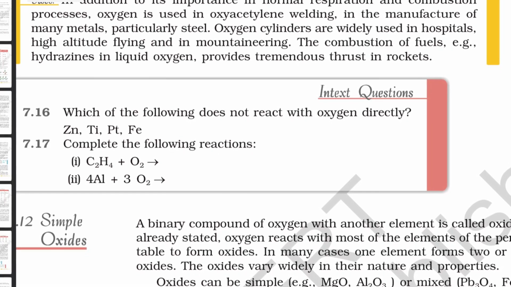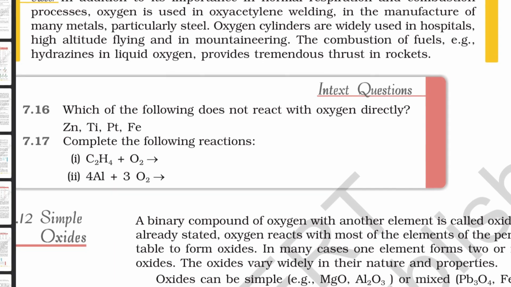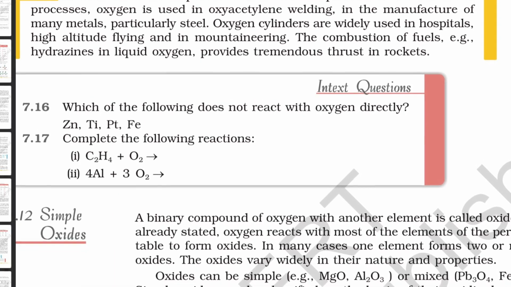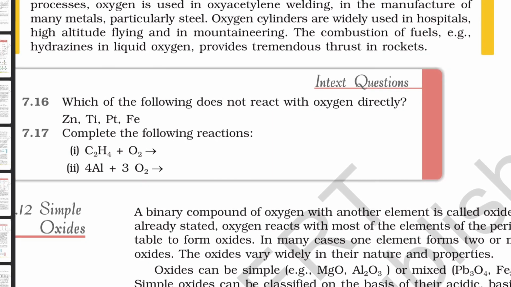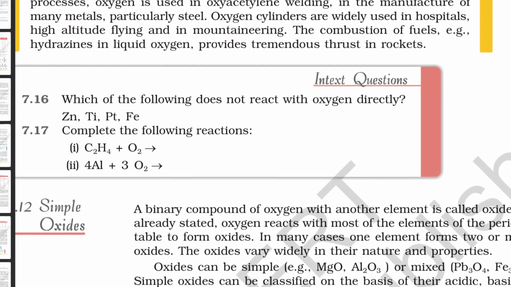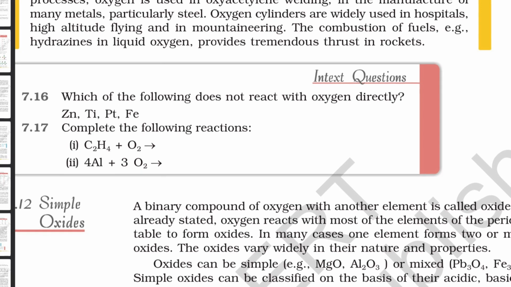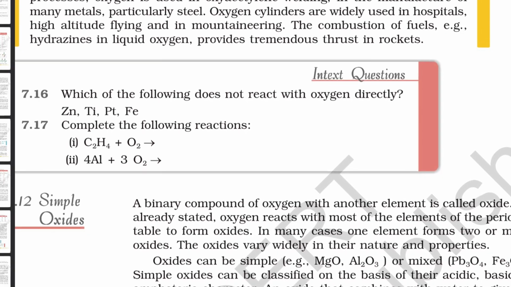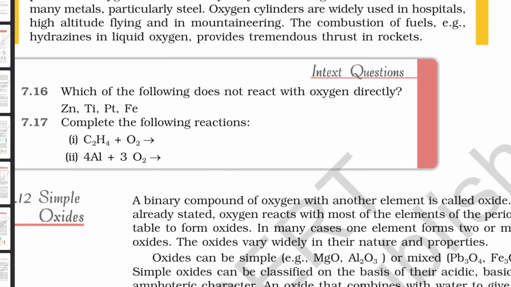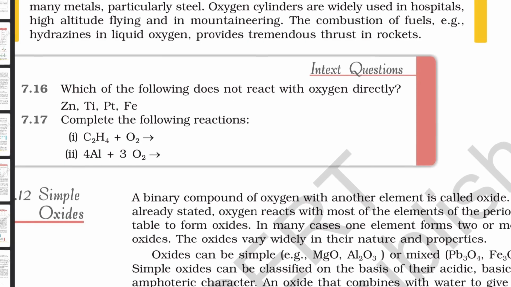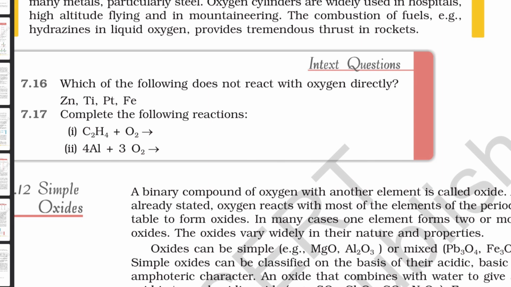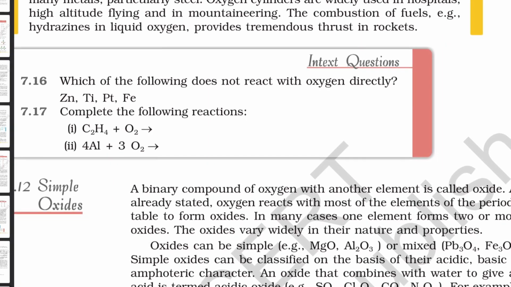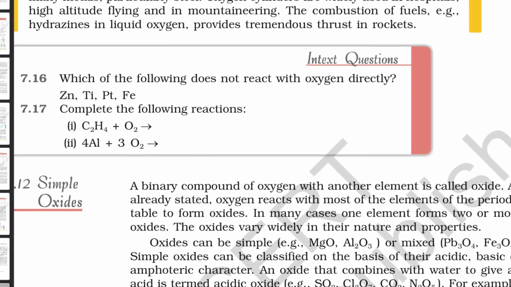Then some simple oxides are mentioned here. A binary compound of oxygen with another element is called oxide. As already stated, oxygen reacts with most of the elements of the periodic table to form oxides. In many cases, one element forms two or more oxides. The oxides vary widely in their nature and properties. Here, so many chances of questions are there for your JEE Mains as well as NEET examination. See, Advanced also you can expect.